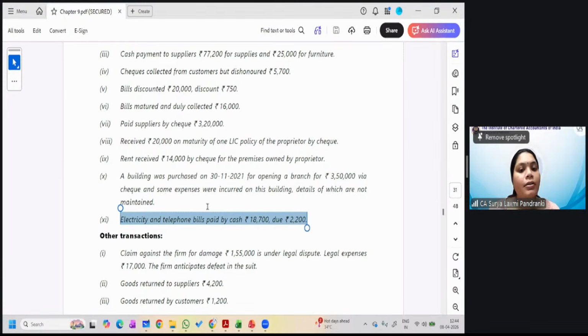Matured means nothing but, suppose today I have taken a policy, and that policy was for 10 years. After 10 years, you call it that the policy is matured. And then you will receive whatever amount is due in that policy. That is called matured.